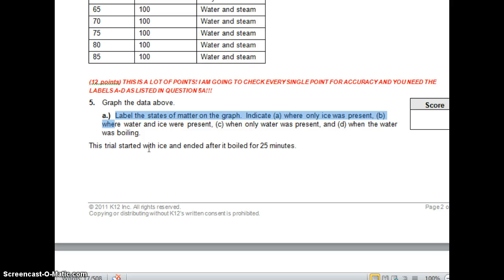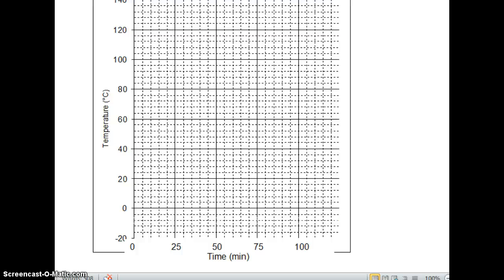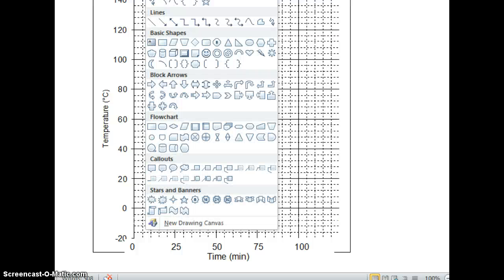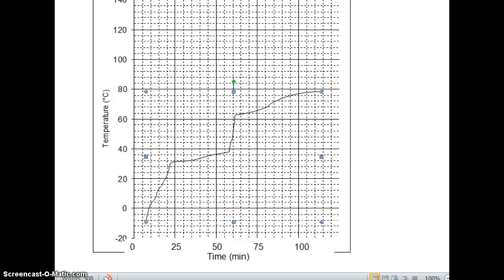Indicate A, where only ice was present. B, where water and ice were present. C, when only water is present. And D, when water was boiling. This trial started with ice and ended after it was boiling for 25 minutes. So what I mean by that is you are going to have your data points and your lab's going to look something like this. Okay?